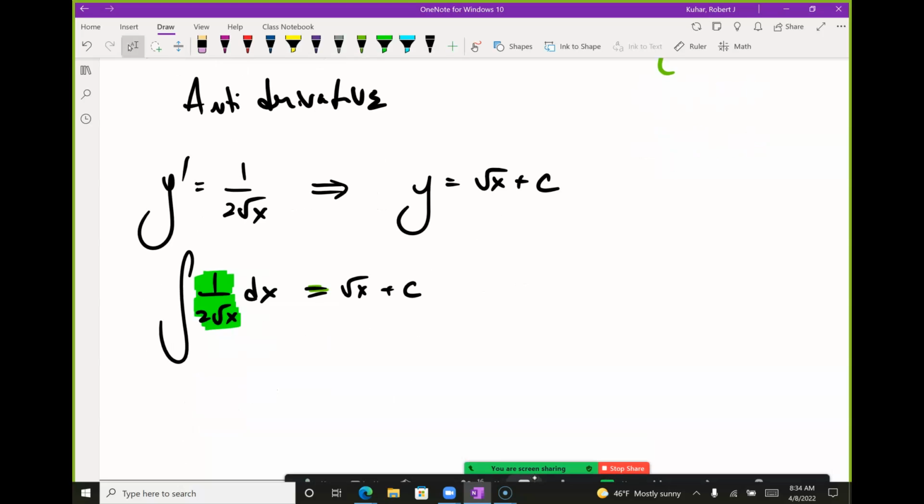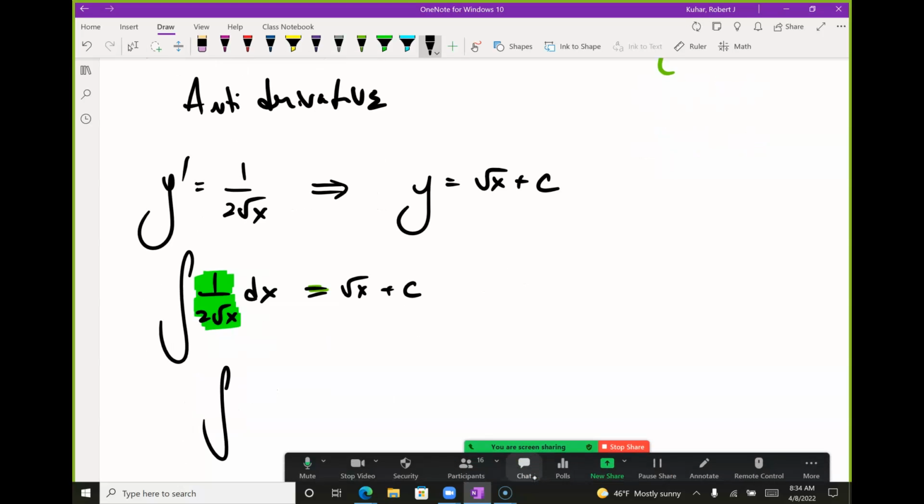So in general, I guess you could say that the integral of f prime of x dx is f of x plus c, right? So you can really see that antiderivative piece happening in there. But there's a reason why we moved to this integration notation, okay?